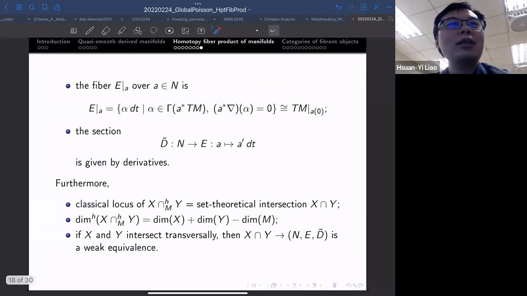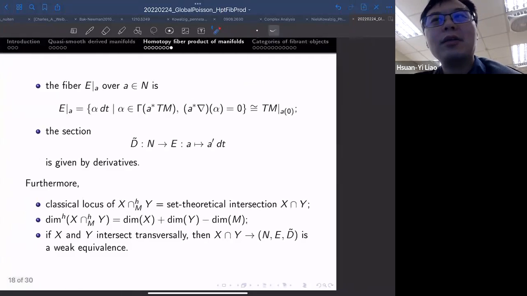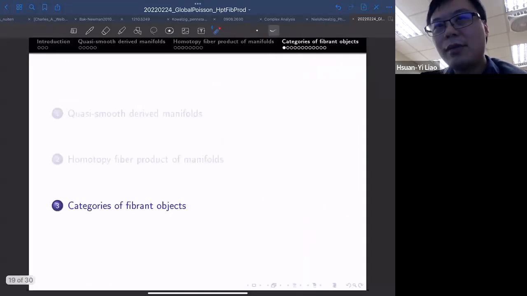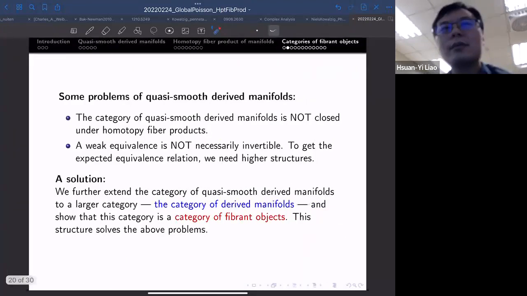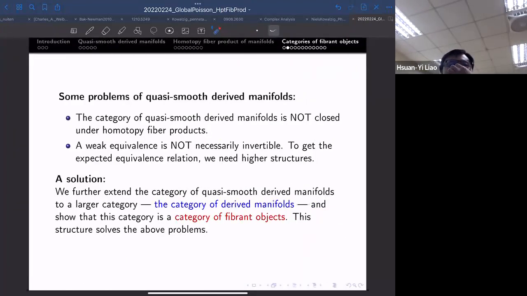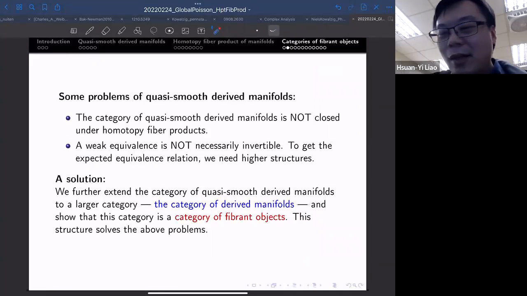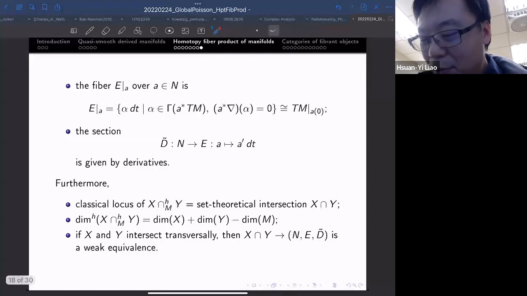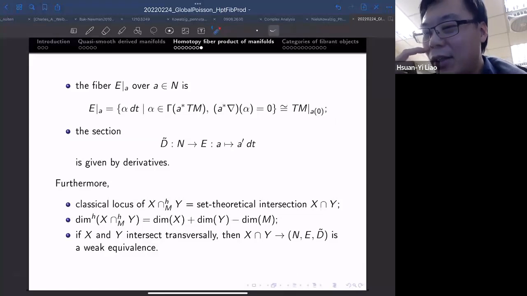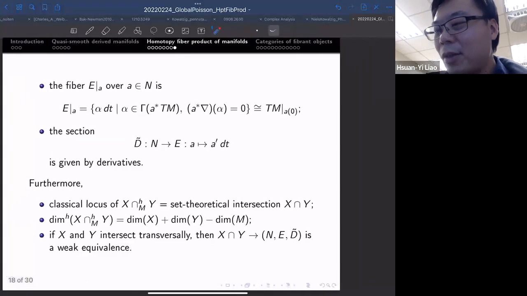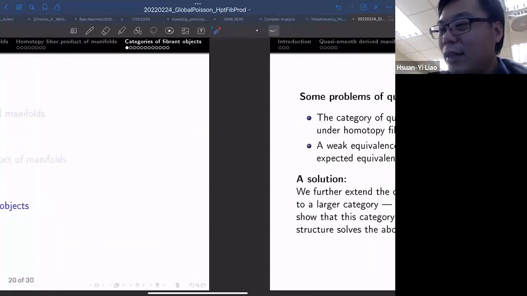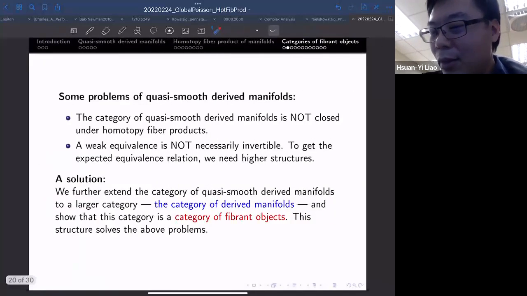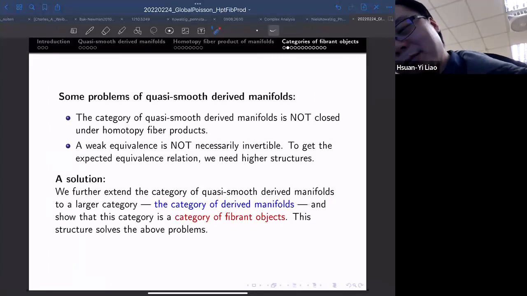Any questions? Okay, then let me complete the theory. So now I basically finished this quasi-smooth things and the homotopy fiber product of manifolds. And then what's the problem now? So there are some problems.